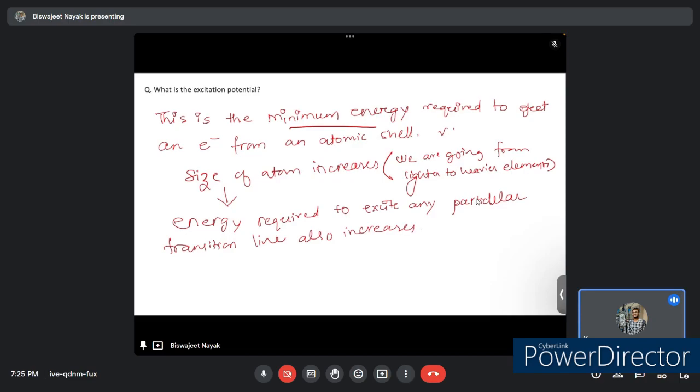So for example, let's consider two elements, let's say K alpha of nickel and K alpha of aluminum. As nickel is heavier than aluminum, the excitation potential for nickel will be higher than aluminum.